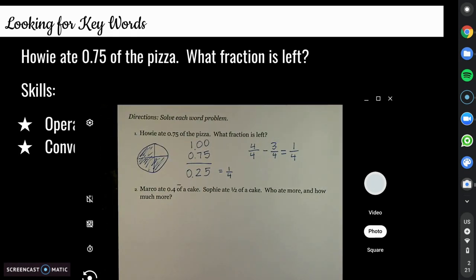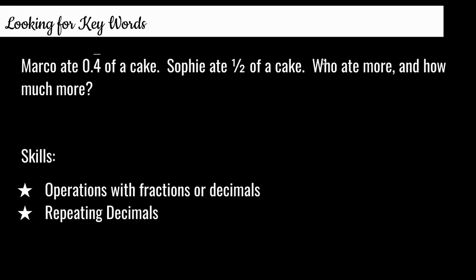Take a minute to write this down if you are still writing. You can always pause if you need to, and you can always rewind if you have to. All right. Next question here.